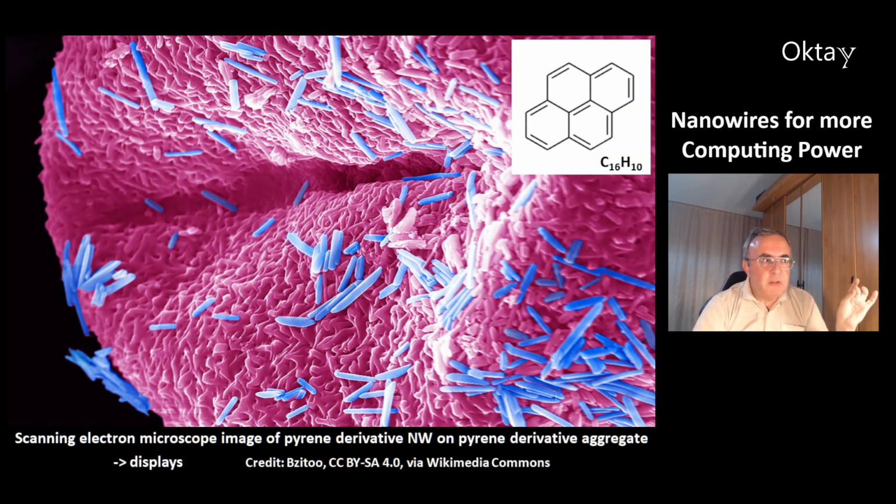This is a scanning electron microscope image of a pyrene derivative nanowire. This is in blue, a pyrene derivative aggregate. This is interesting for displays. At the top right, you can see the structure of the molecule pyrene, this aromatic molecule, C16H10. Yeah, another example of nanowires.